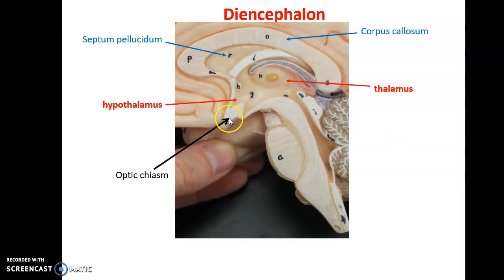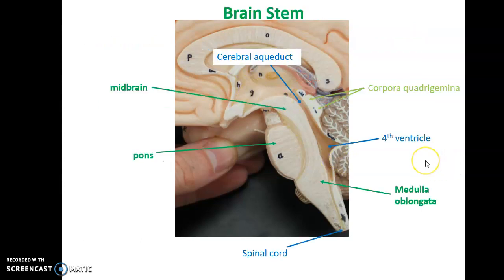This right here, this little point here, is the optic chiasm. Optic chiasm is where the right and left optic nerves come together and fuse briefly. So again, mid-sagittal view. Here's the seahorse, the head of the seahorse being the diencephalon, made up of the thalamus and the hypothalamus. Down here, all of this is the brain stem.